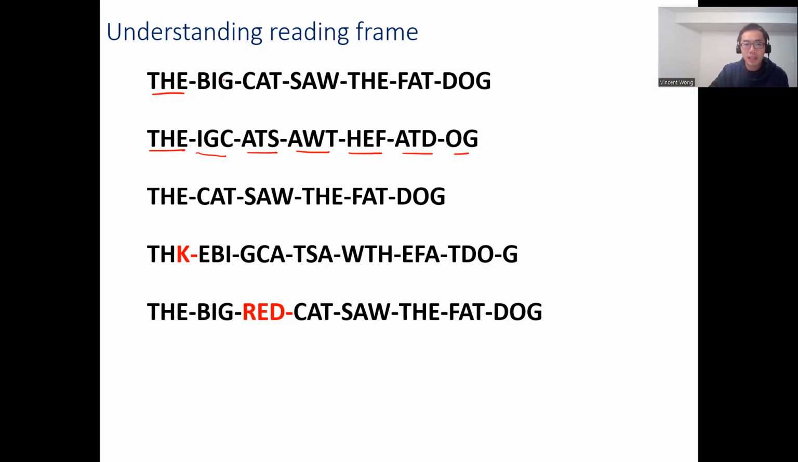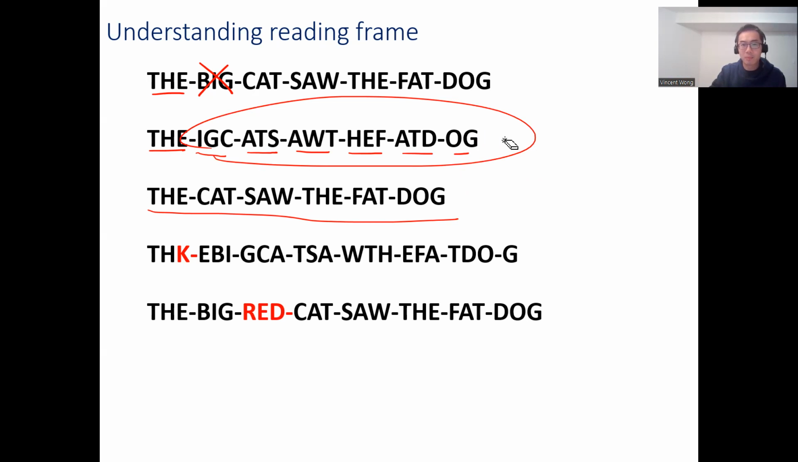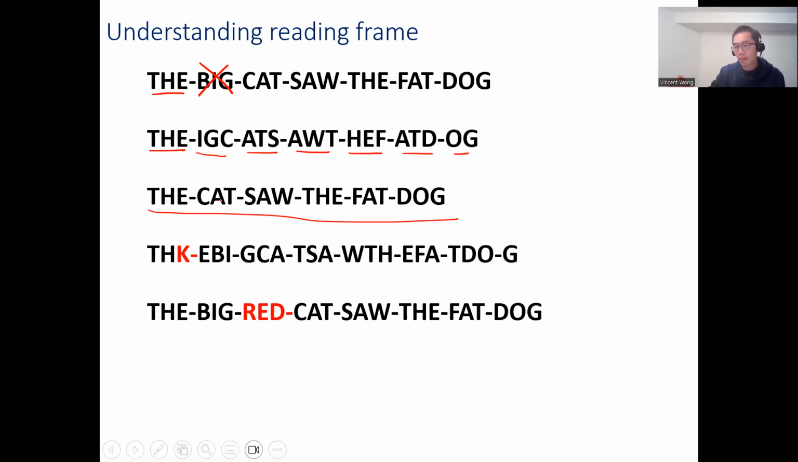Not always. If you delete multiples of 3, 3, 6, 9, and so forth, then the sentence structure remains unchanged. Right? Now I can still read it. The cat saw the fat dog. I lose a bit of information, but certainly not as bad as the previous one, right? Like this one, I can't even understand it anymore. But this one, I still have the sentence structure maintained.